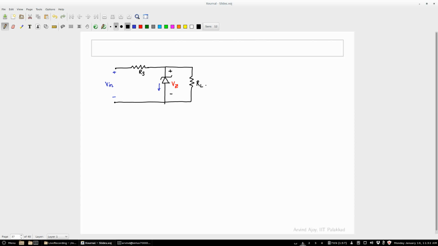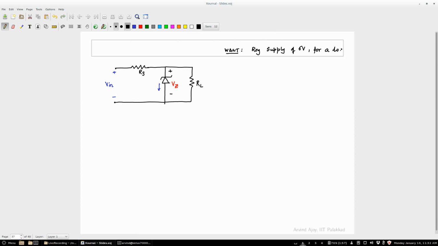What is under your control? RS is under your control. Vz also the user is going to tell you. The user tells you that I want a 6 volt charger or a 12 volt charger. So Vz is also not under your control. So under your control is RS. You have to design RS. That's what we have to do. Okay. So let's start with an example so it will motivate you in a better way.